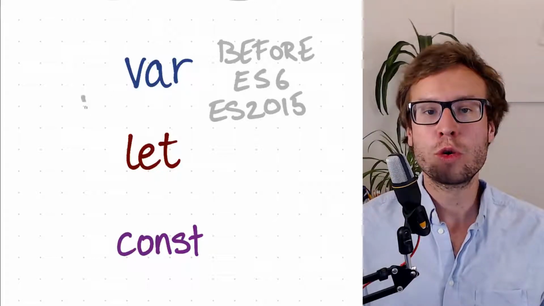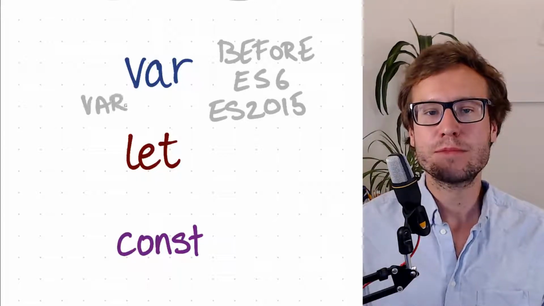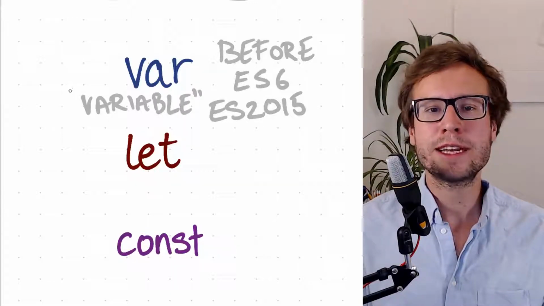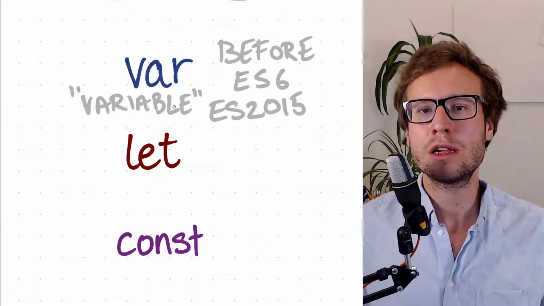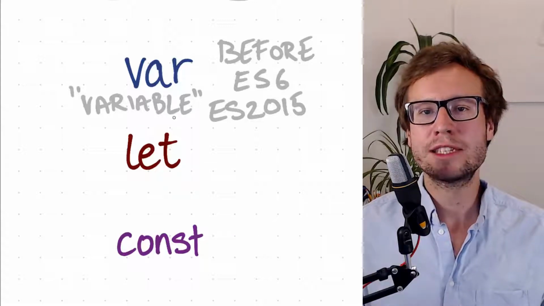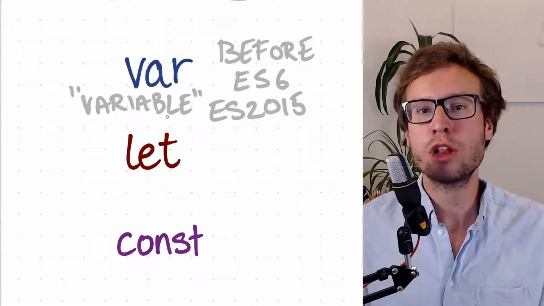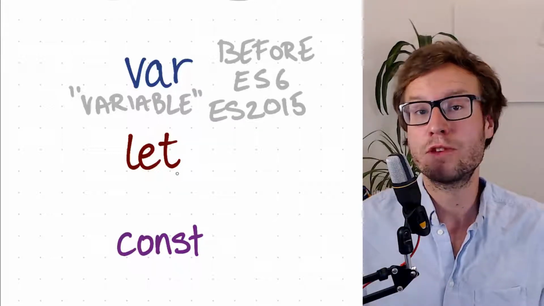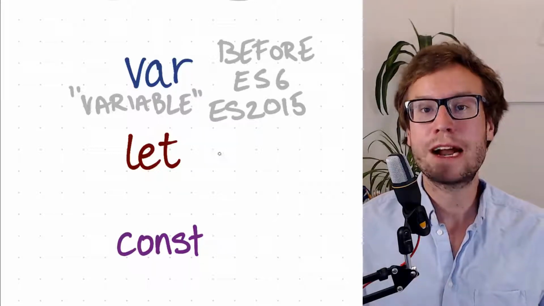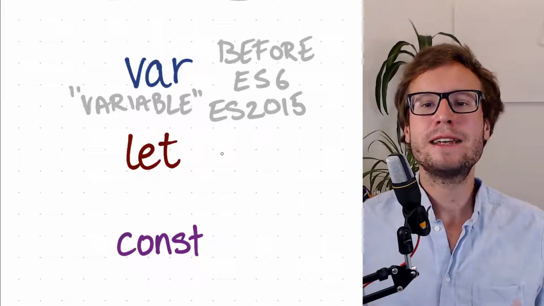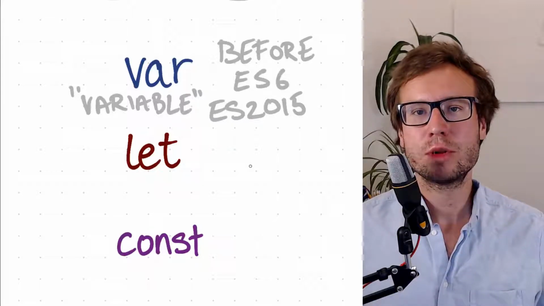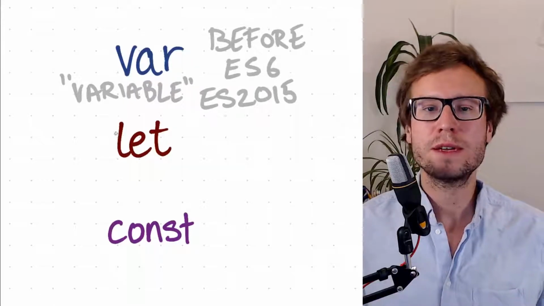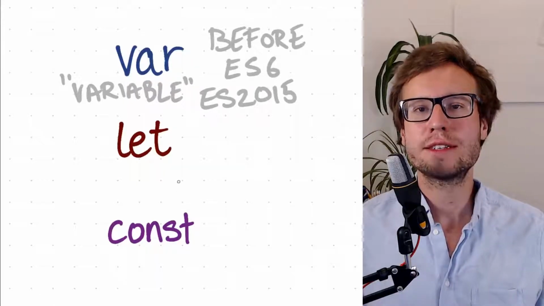And var is short for variable. That's pretty straightforward, right? It's not a very original name. It's like the obvious thing you would call a keyword like this. It's short because we use it a lot, so they just decided, let's call it var, the shortest thing possible that refers to the word variable. But then ECMAScript 6 showed up, and this new standard introduced 2 new keywords, let and const.